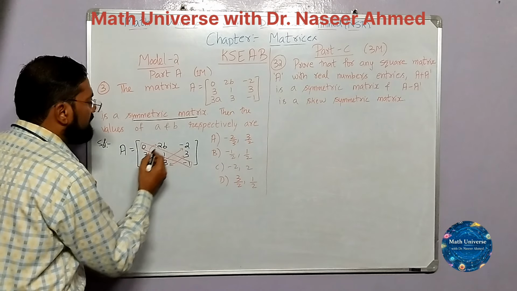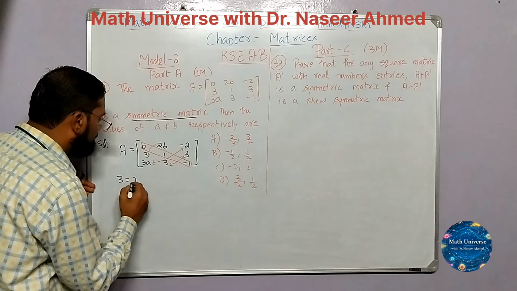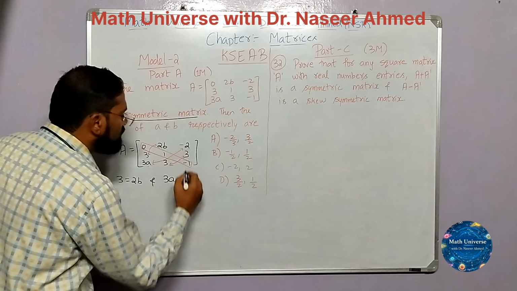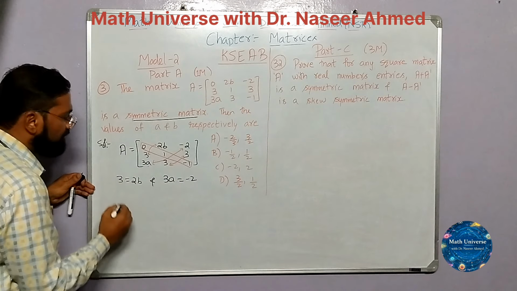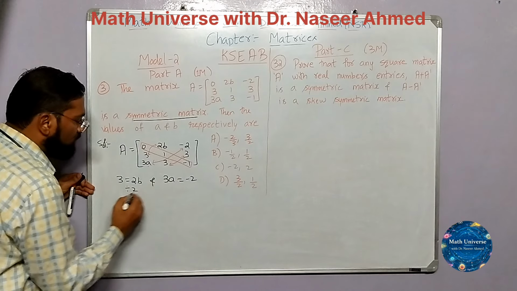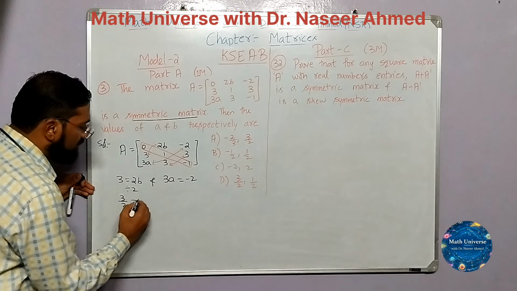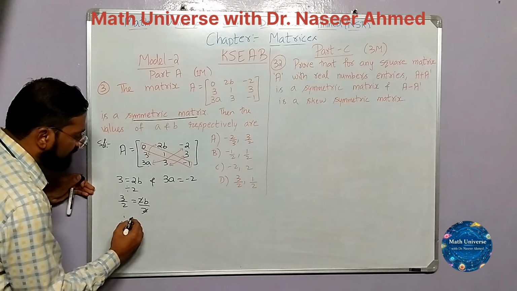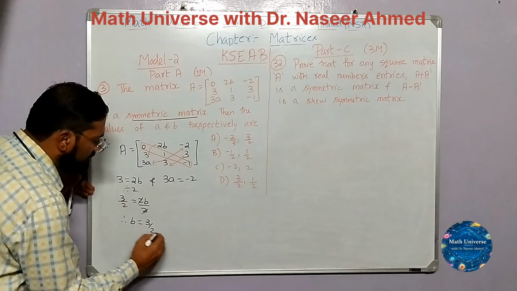So here 3 is equal to 2B and 3A is equal to minus 2. So solve for B here. So if I divide by 2, I will get 3 by 2 is equal to 2B by 2. 2 and half will get cancelled. So I will get, therefore B is equal to 3 by 2.